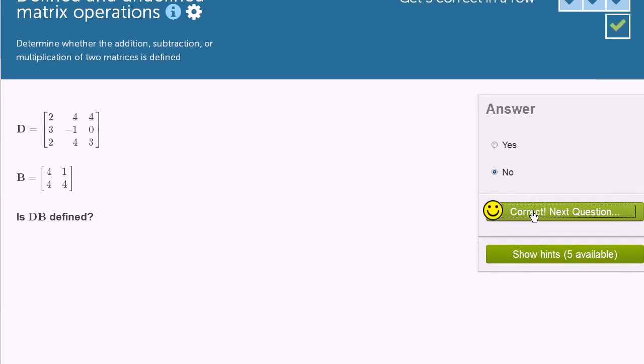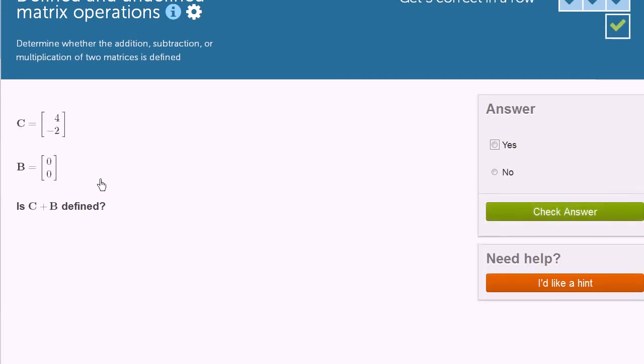Let's do a few more of these examples. So we have a 2 by 1, you could view this as a 2 by 1 matrix, or you could view this as a column vector. This is another 2 by 1 matrix or a column vector. Is C plus B defined? Well, matrix addition is defined if both matrices have the exact same dimensions. And these two matrices do have the exact same dimensions. And the reason why is because with matrix addition, you just add every corresponding term. So in the sum, the top, it'll actually be 4 plus 0 over negative 2 plus 0, which is still just going to be the same thing as this matrix up here.